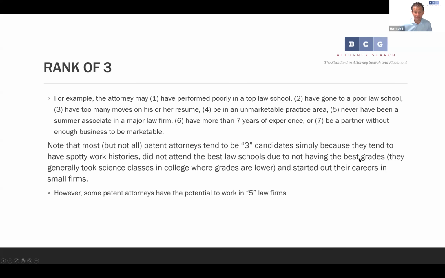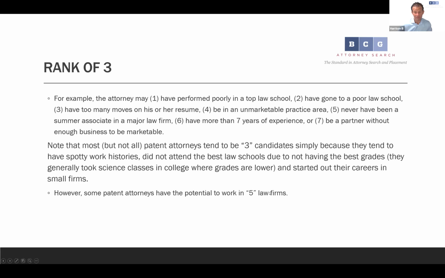And a lot of times, patent attorneys, for example, are almost always 3s because they often didn't go to the best law schools, because they were working and they were engineers making a lot of money. So they wanted to stay employed while they were in school. And then they go to local schools because they don't understand, because they were working. And then they often took science classes. So they often will start their careers in small firms and then they'll get hired by bigger firms.